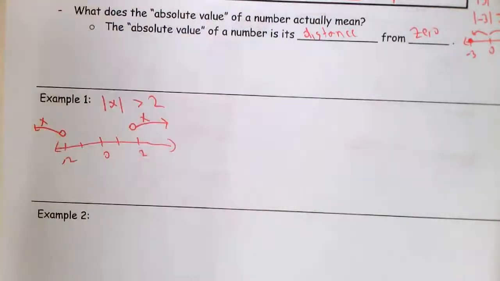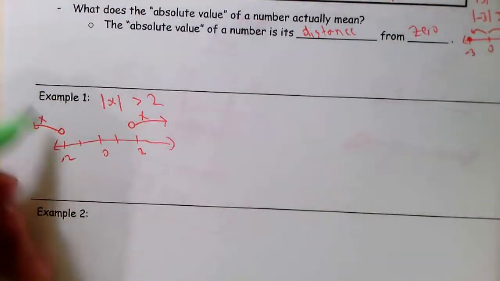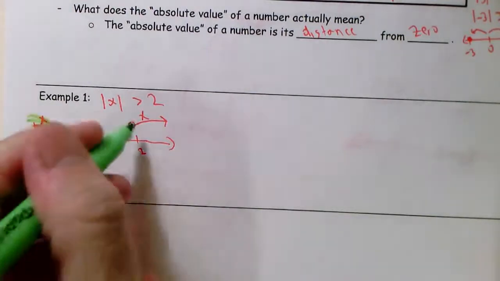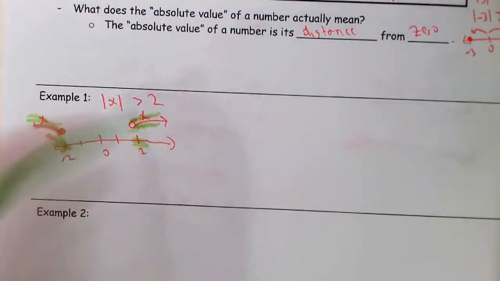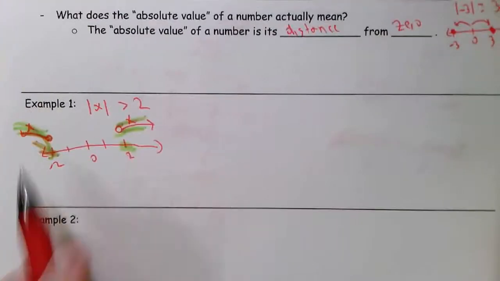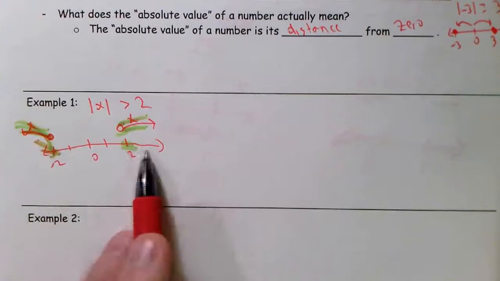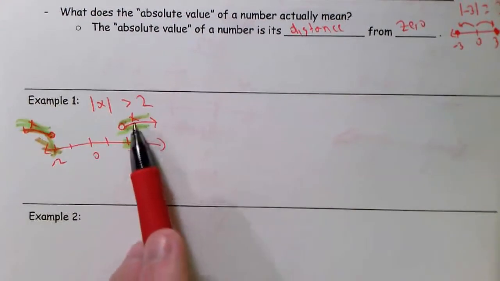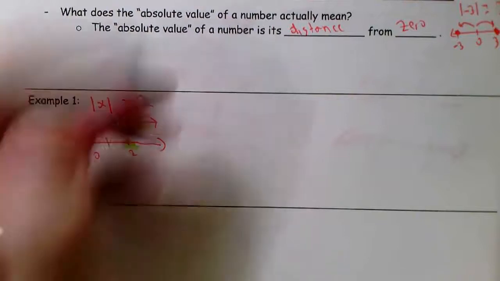And these two sentences right here, this is what helps us solve this equation. Both of these can be written as inequalities without the absolute value. I know on this side, x has to be greater than 2.